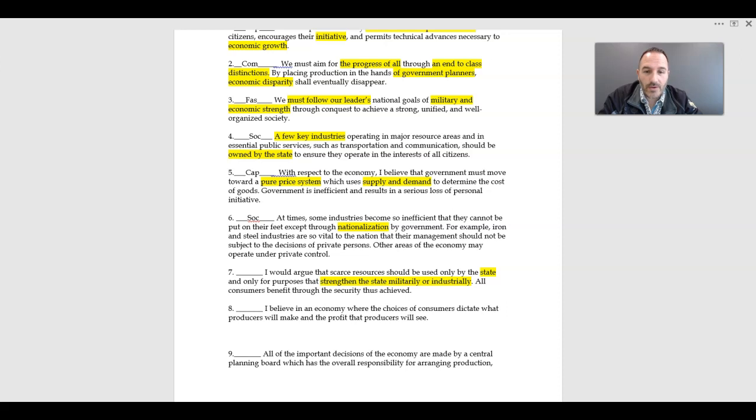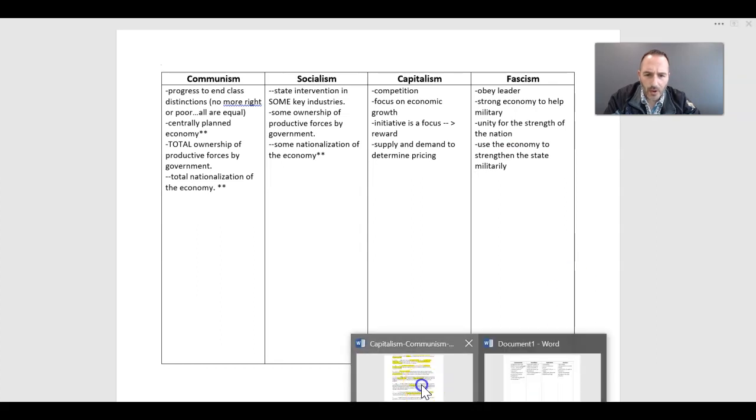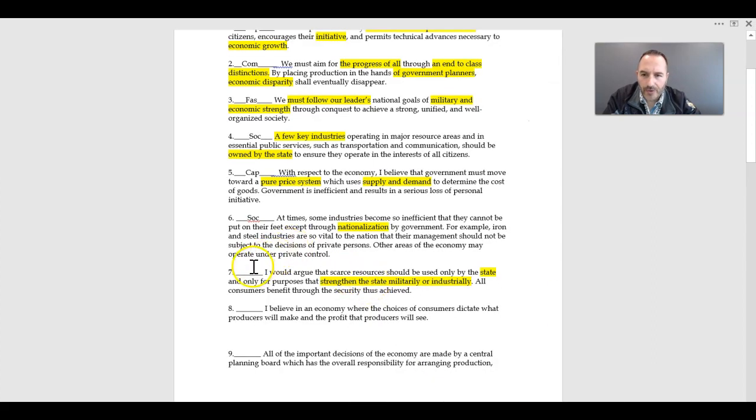So let's go over to the far right and put, use the economy to strengthen the state militarily. All right, beautiful. Let's go back to where we were. Sorry, I should put fascism there. There we go.